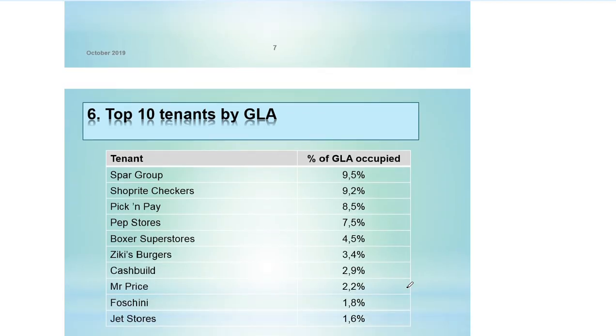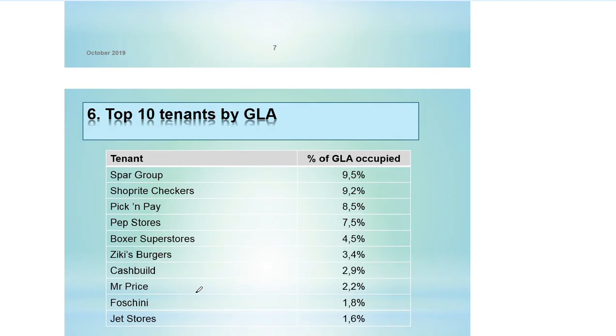In terms of the size, gross leasable area, who occupies the bigger portion of the space? If we're looking at tenants, they have Spar Group, taking 9.5%, which is the largest. And we have Shoprite Checkers, which is 9.2, Pick n Pay, which is 8.5, Pep Stores, 7.5, Boxer Superstores, 4.5, Ackermans, 3.4, Cashbuild, 2.9%, Mr Price, 2.2, Fortune, 1.8. And then there's Jet Stores.